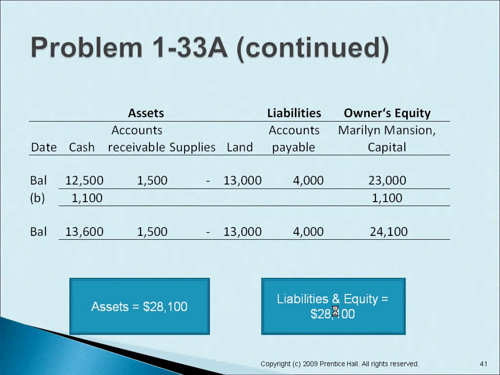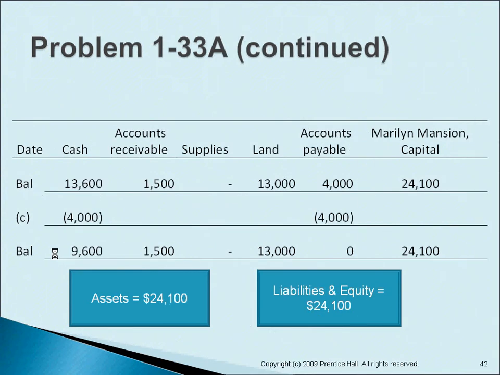Letter C, we paid off the beginning balance of the accounts payable. Well, the beginning balance of the accounts payable was $4,000. If we're going to pay it off, then the cash amount is going to decrease by the $4,000. So for transaction C, we will have a $4,000 reduction in cash, a $4,000 reduction in the accounts payable. Assets are at $24,100. Equity and liabilities are at $24,100.